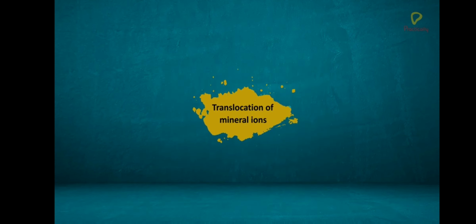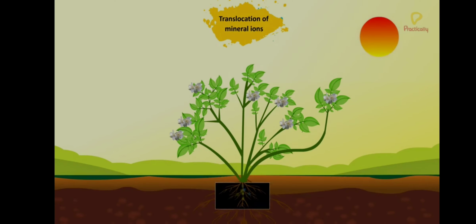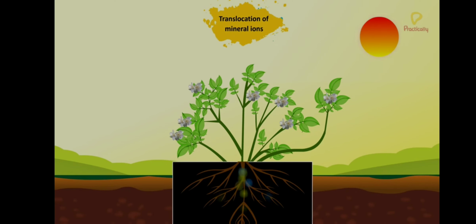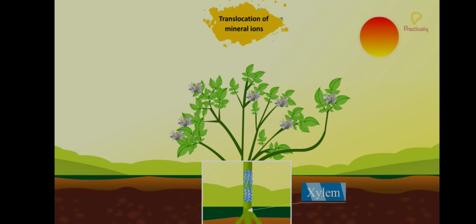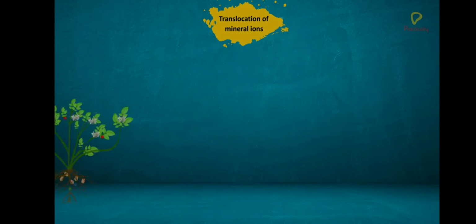Translocation of mineral ions. After the ions have reached xylem through active or passive uptake, or a combination of the two, their further transport up the stem to all parts of the plant is through the transport stream. The chief sinks for the mineral elements are the growing regions of the plant.